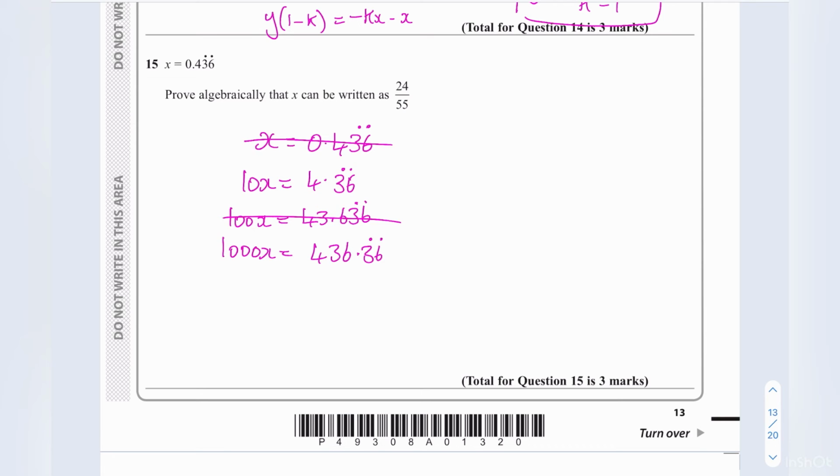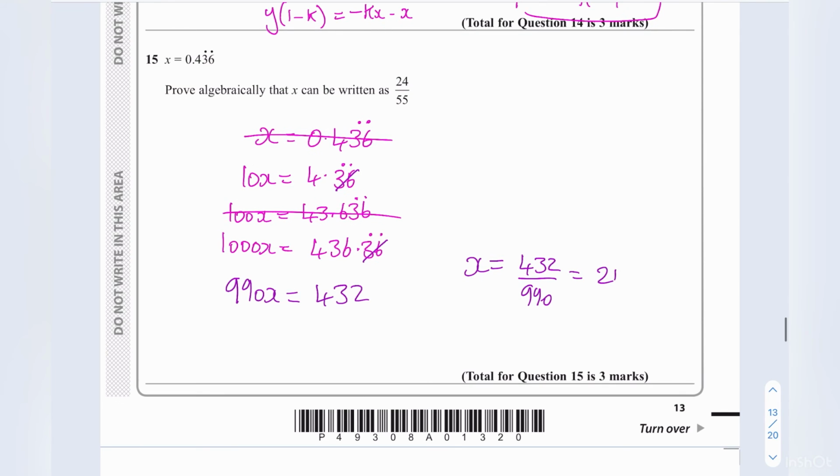That will give us 436.36. Now our recurring parts are lined up, we can subtract these away from each other, and you'll see that those recurring parts disappear. So 1000 take away 10 is 990x, 436 take away 4 is 432. So therefore x is equal to 432 over 990. Now you can simplify this fraction. If you're confident with your answer, then in your exam you can just write equals 24 over 55, because that is what the answer is told.